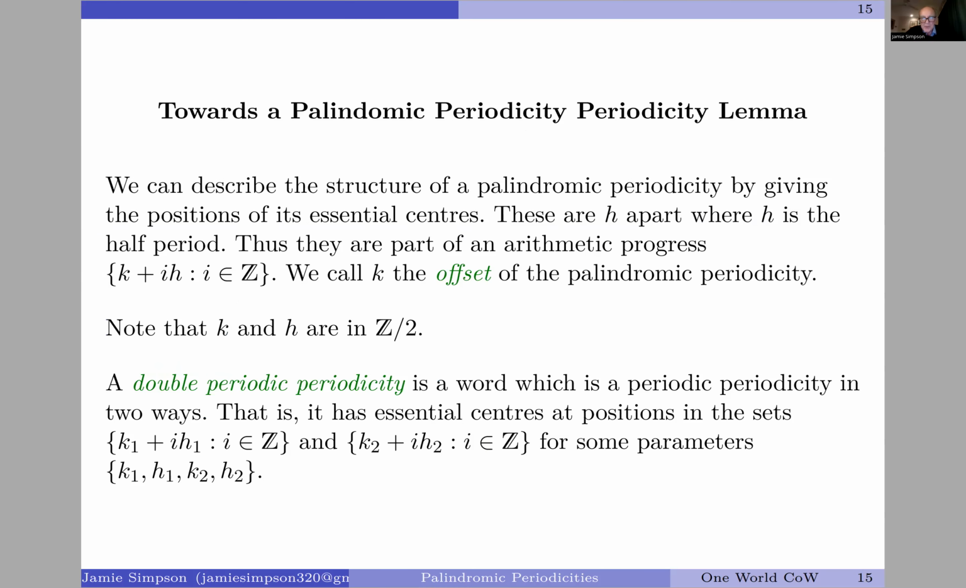Okay, I'm going to finish very quickly. This is going towards a palindromic periodicity lemma, which is like the Fine and Wilf periodicity lemma.